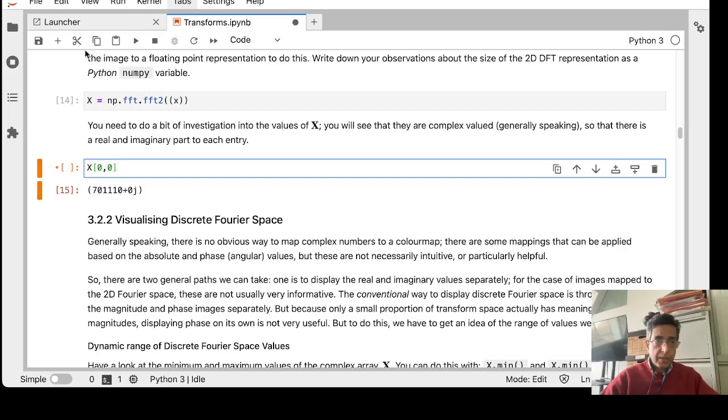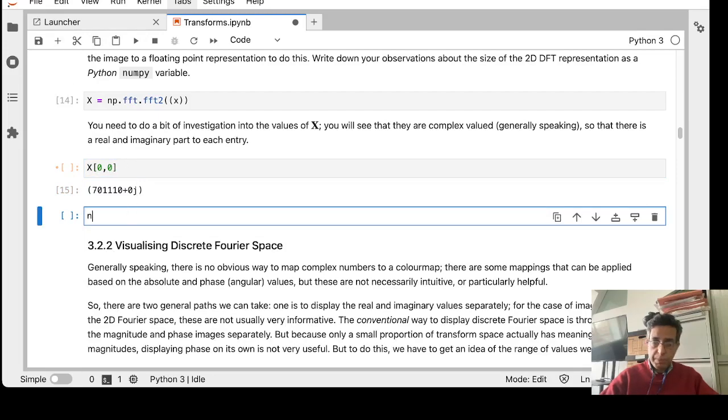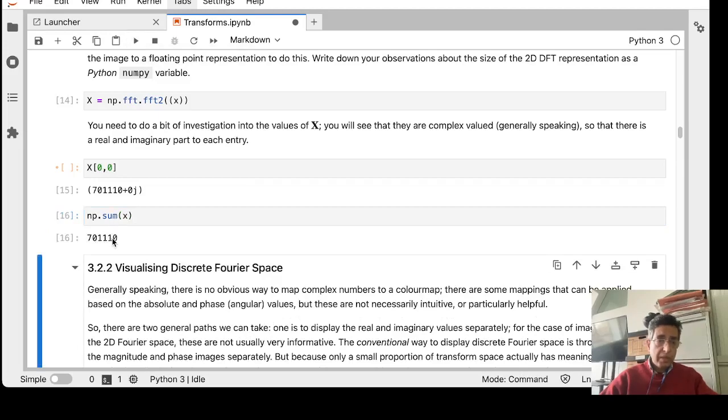Okay, let's drop this in the next cell to see where that comes from. If we do np.sum of little x, and see what we get for that, we get 701110. So x00 actually corresponds to the discrete Fourier transform result corresponding to 0 frequency or zero rate of oscillation, either in the x or in the y direction.